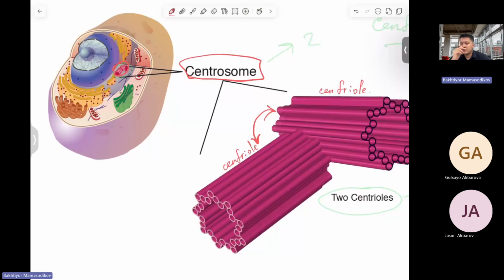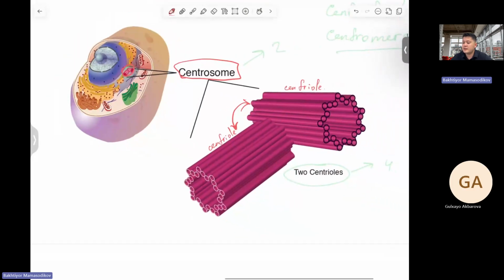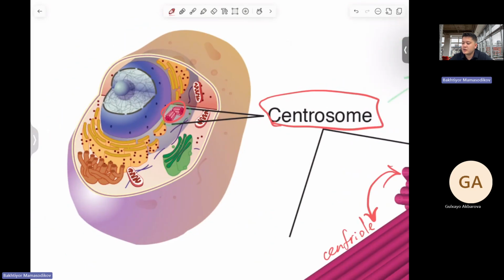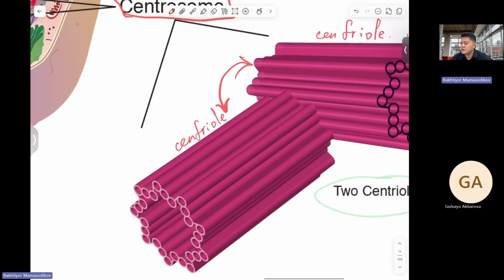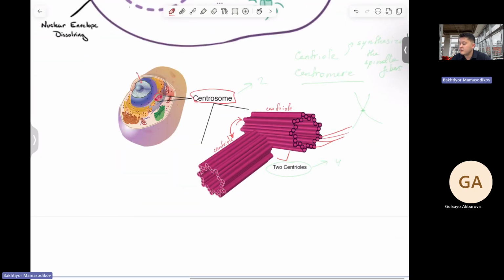So they are used during mitosis and meiosis and attach to the centromeres. Here you can see the chromatin. This is the centromere, and these are two centrioles. They are making the spindle fibers, and each spindle fiber is going to go and attach to the centromeres of the chromosomes. Don't confuse the centrosome with the centriole and the centromere. Three of them are different things, okay?